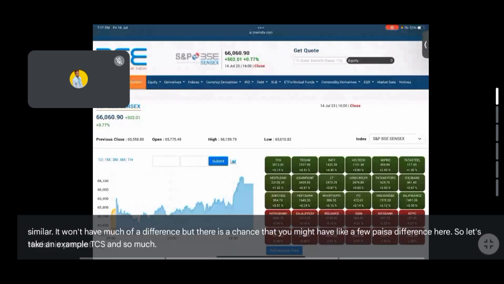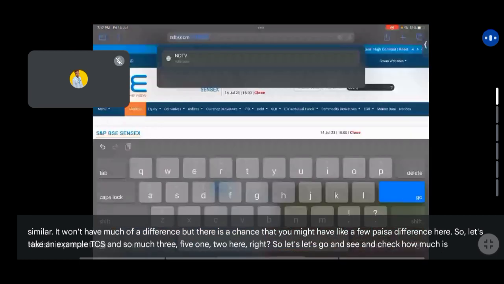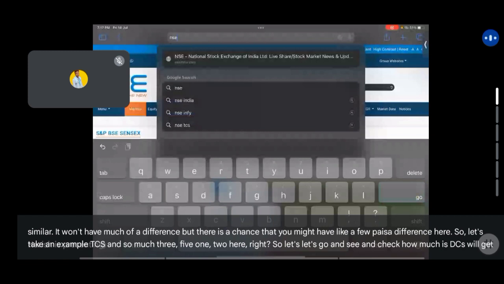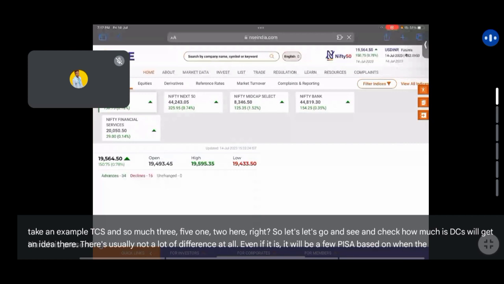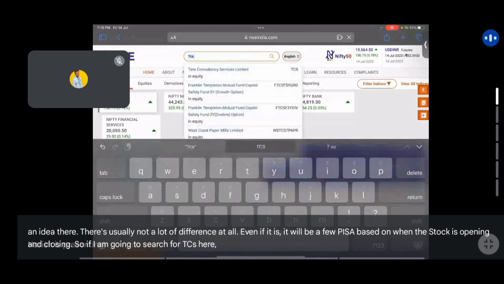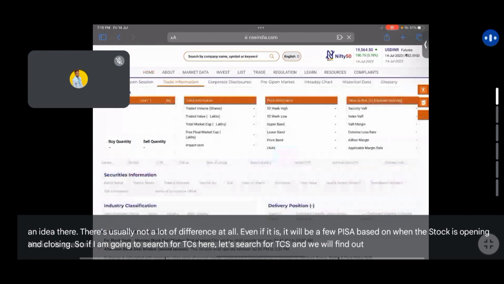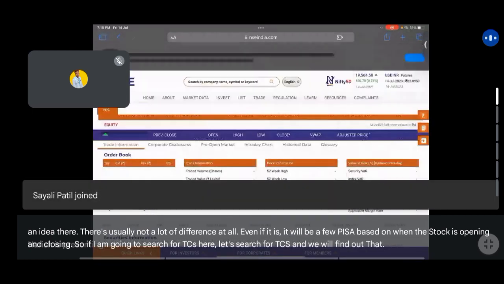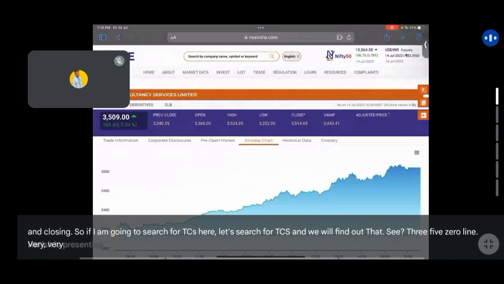TCS is how much? 3512 here, right? So let's put NSE and check how much TCS is. We'll get an idea there. There's usually not a lot of difference at all. Even if it is, it will be a few paisa based on when the stock is opening and closing. So if I search for TCS here, we will find out that, see, 3509, very, very close.